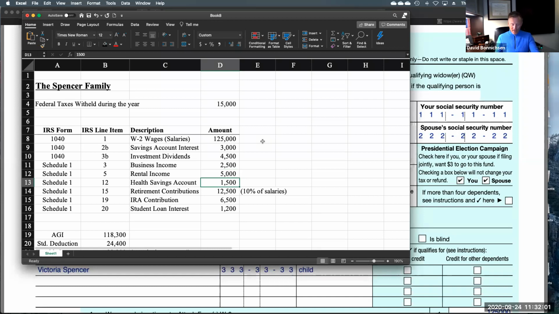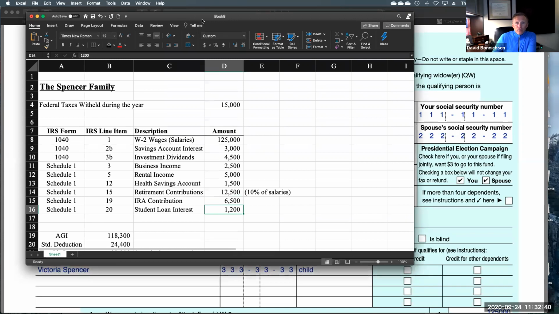So that is a pre-tax account where the monies can be used for pretty much anything related to your health and wellness, so from co-pays to Tylenol to other medical items that might be necessary, but it's all paid with pre-tax dollars. They contributed 10% of their salaries to their retirement plan, so they contributed $12,500 towards their retirement plan. They made a $6,500 contribution to their traditional IRA. And they paid $1,200 in student loan interest. Okay, so how does all of this play into the 1040? Well, let's take a look.